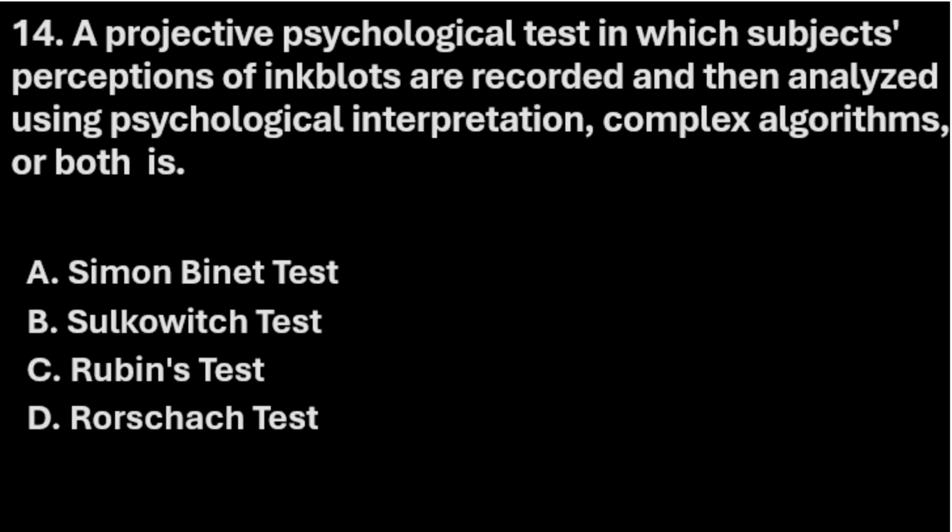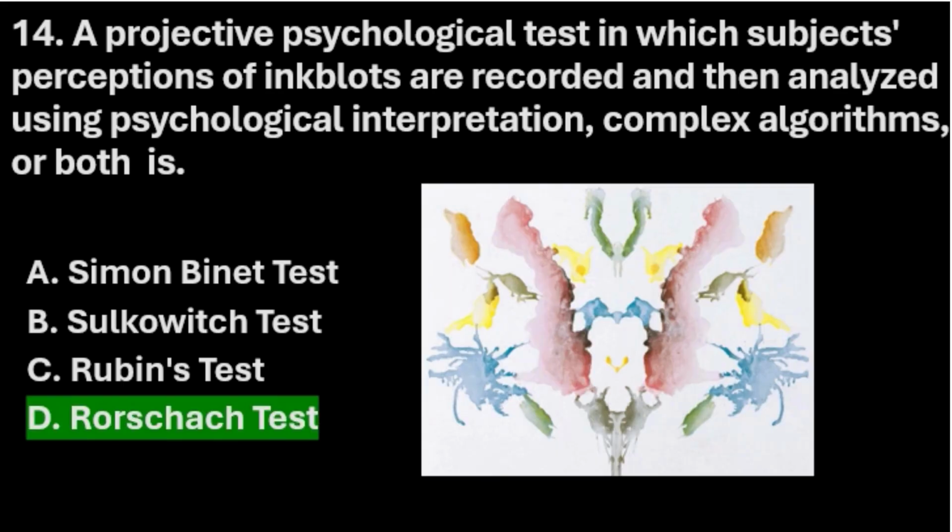Next question. A projective psychological test in which subjects' perceptions of ink blots are recorded and then analyzed using psychological interpretation, complex algorithms, or both is option A Simon-Binet test, option B Selkovich test, option C Rubin's test, and option D Rorschach test. The right answer here is option D Rorschach test.